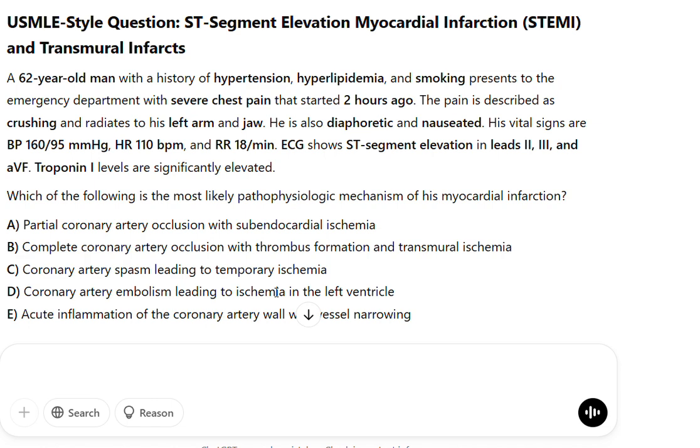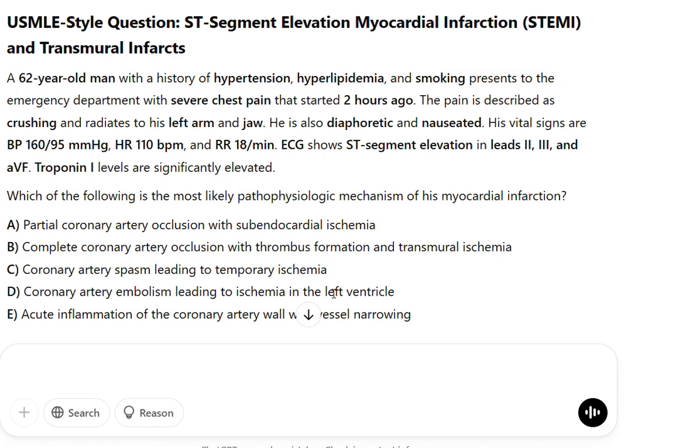The pain is described as crushing and radiates to his left arm and jaw. He is also diaphoretic and nauseated. His vital signs are BP 160/95 mmHg, HR 110 BPM, and RR 18 per minute. ECG shows ST segment elevation in leads II, III, and aVF. Troponin I levels are significantly elevated. Which of the following is the most likely pathophysiologic mechanism of his myocardial infarction?